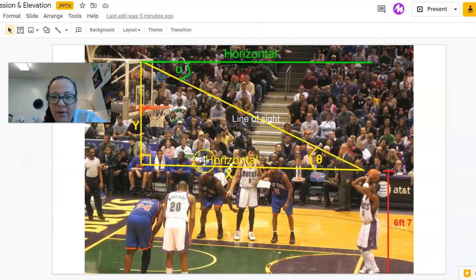In this scenario, we've got this right triangle. The person that's shooting, here is their horizontal line from where they're shooting from, or their eyeballs, I guess. This is the line of sight. This angle right here is the angle of elevation to the top of the basketball goal. And then if you look here, a horizontal line has been drawn in from the top. And this angle right here is the angle of depression to the shooter.